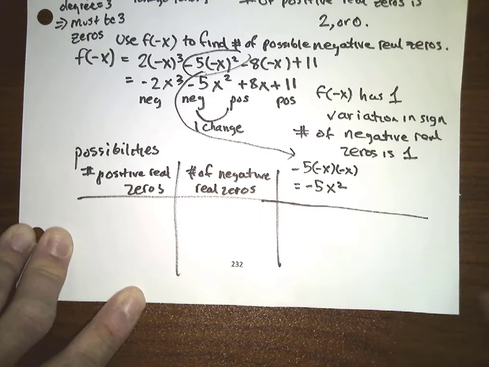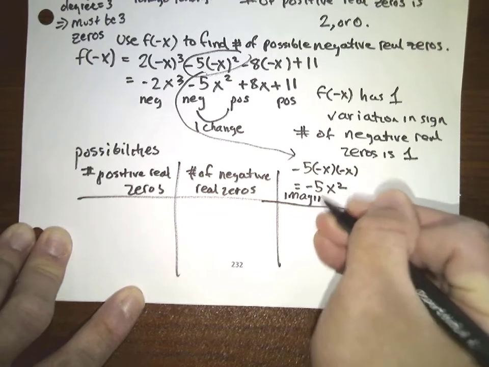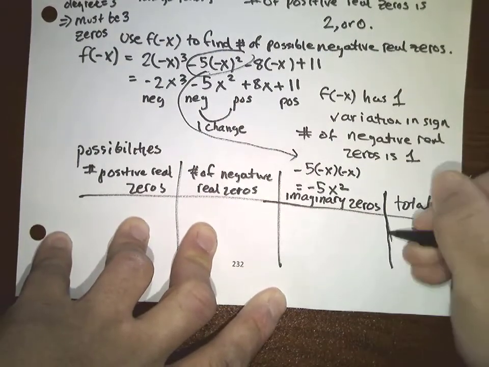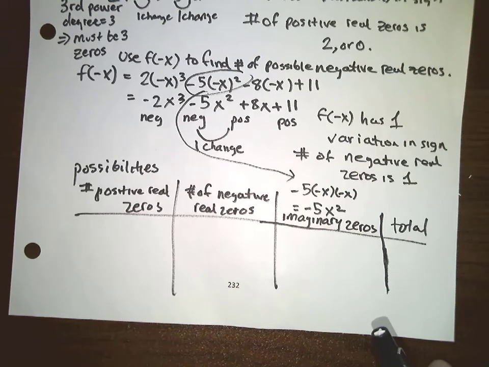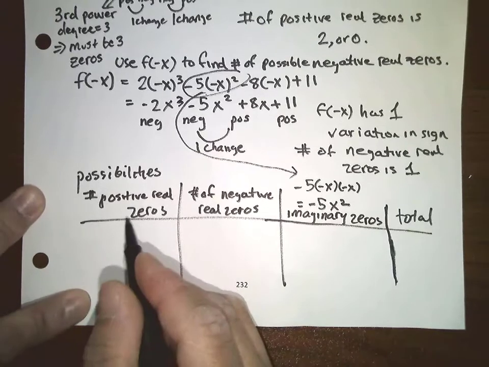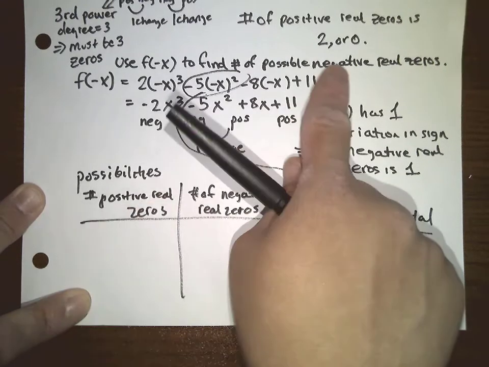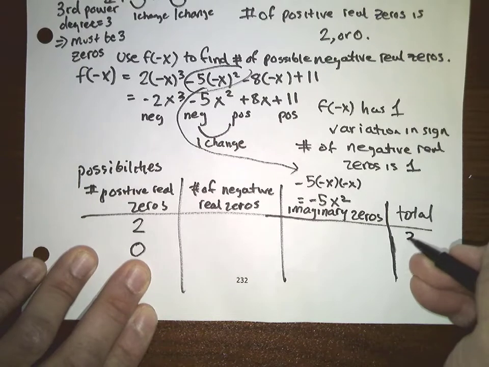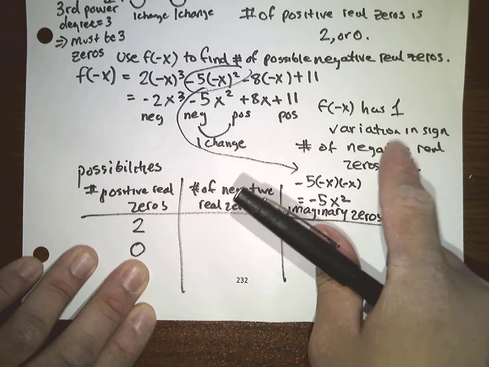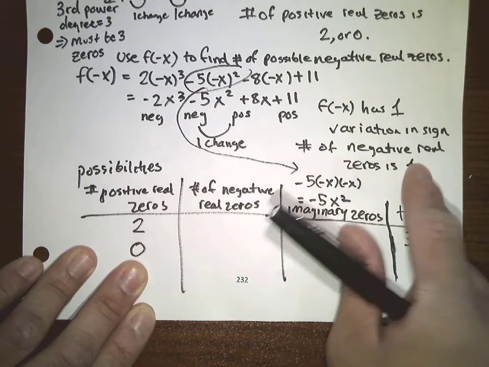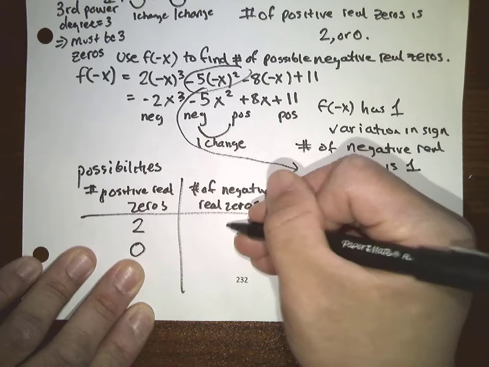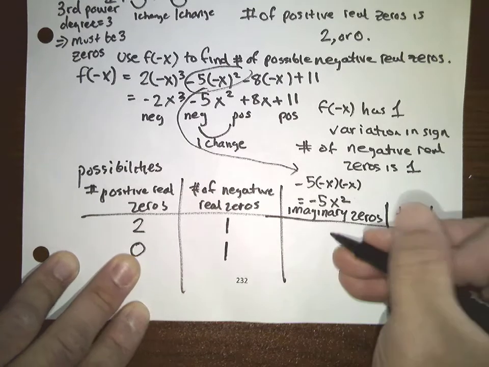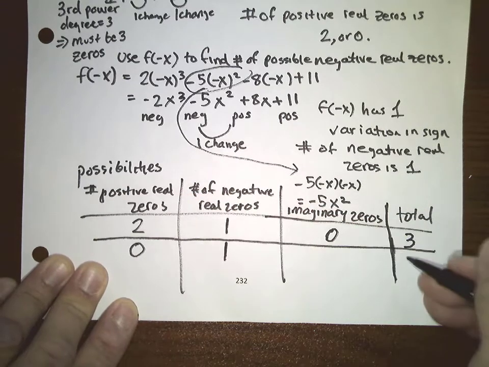And then I have a column for the imaginary zeros, and then for the total. Okay, good. I'm glad that I saw that 5 there. Now remember the possibilities for the number of positive real zeros were 2 or 0, and the total had to be 3. So if there were one possible negative real zero, then 2 plus 1 is 3, which means there would be 0 imaginary zeros in this case. And remember, the total is 3.